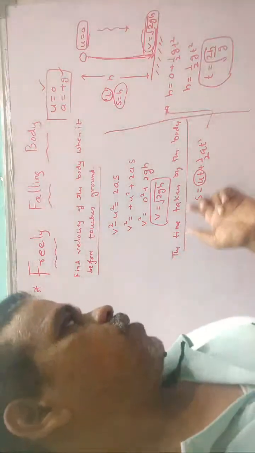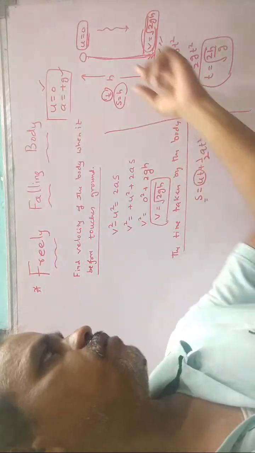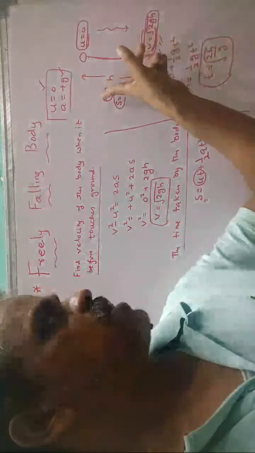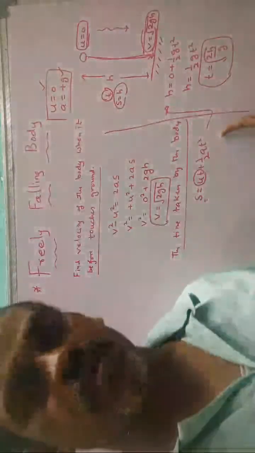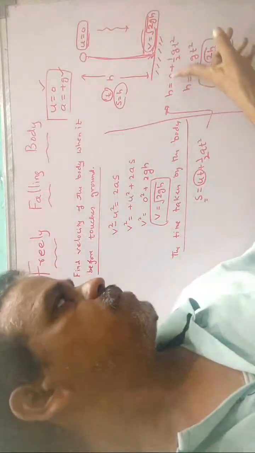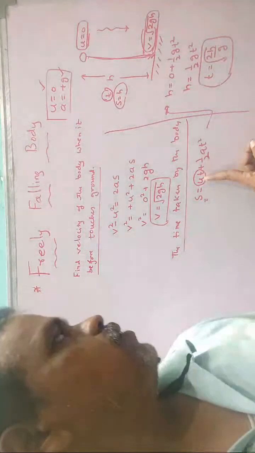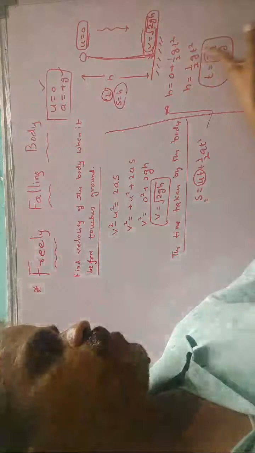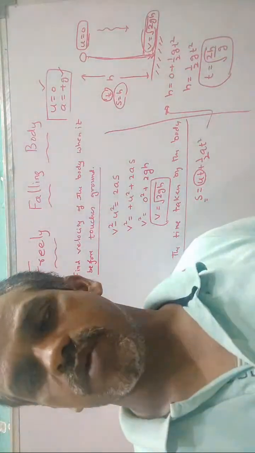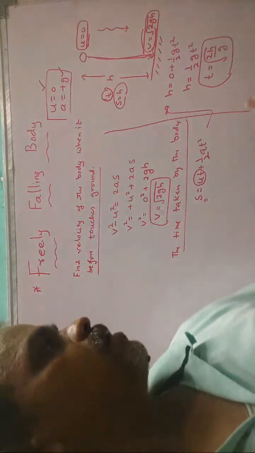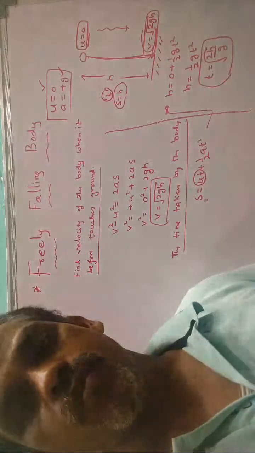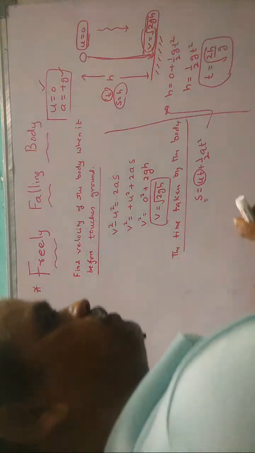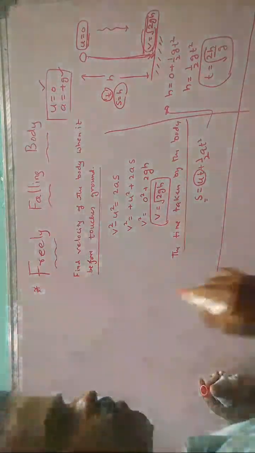Then I want to calculate the time taken by the body before touching the ground. See, it started here and touched the ground. How much time taken? So I used this second equation: s equal to ut plus half at square. Here u equal to 0 plus half gt square, so t equal to 2h by g, t equal to root of 2h by g. So these are the main conditions in a freely falling body. You just copy it. I will give one problem to you.